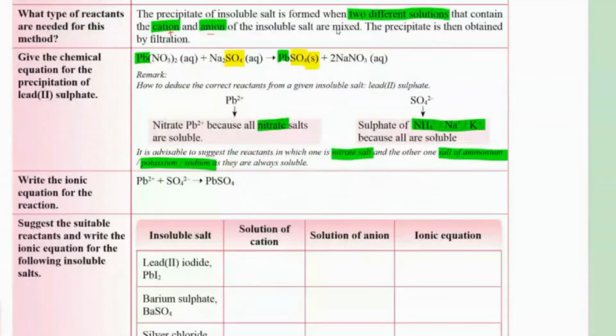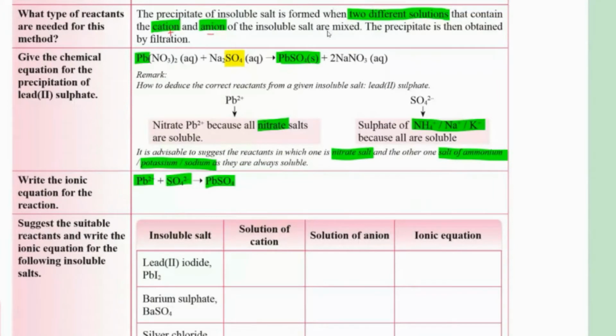Okay, so ionic equation, we will focus on here. Okay, the insoluble salt, lead 2 sulfate. So the ions will be lead 2 ions and sulfate ions. So it forms lead 2 sulfate. Okay or not, class? Okay, can follow so far?